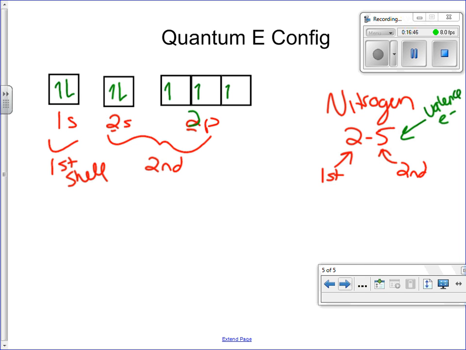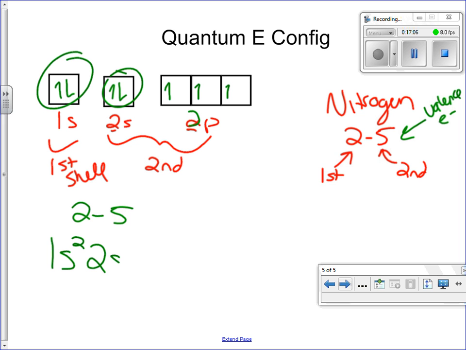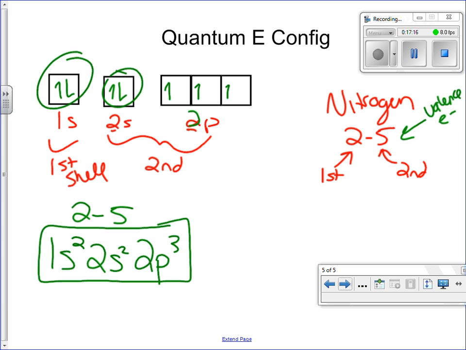Now, to get your electron configuration, I do not want 2, 5. I want the quantum configuration. Give me some more detail. So, in my 1s subshell, I have how many electrons? 1, 2. So you put a 2 exponent. Okay? In my 2s subshell, I have 2 electrons, so it's 2s2. In my 2p subshell, I have 3 electrons, so it's 2p3. This is the quantum configuration for nitrogen.